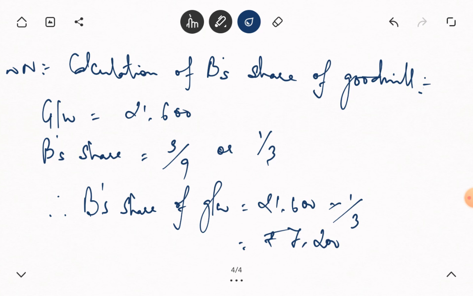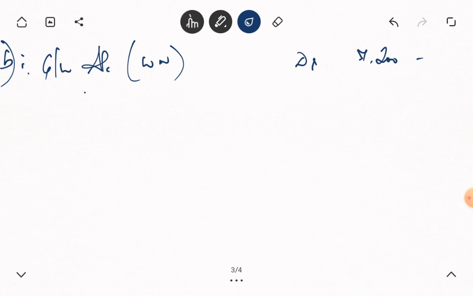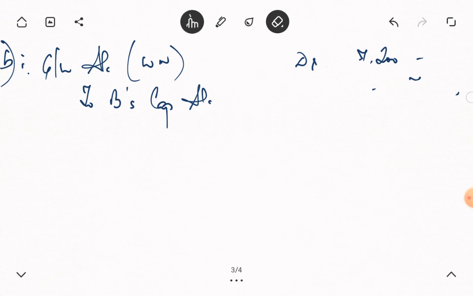So this is the amount we have to raise, and that is the amount we have to write off as well. So you can write down the journal entries when you're raising the goodwill. Goodwill account debited, this is the amount we got from the working note, rupees 7,200 to B's capital account, rupees 7,200. You can write down the narration as being B's share of goodwill raised.